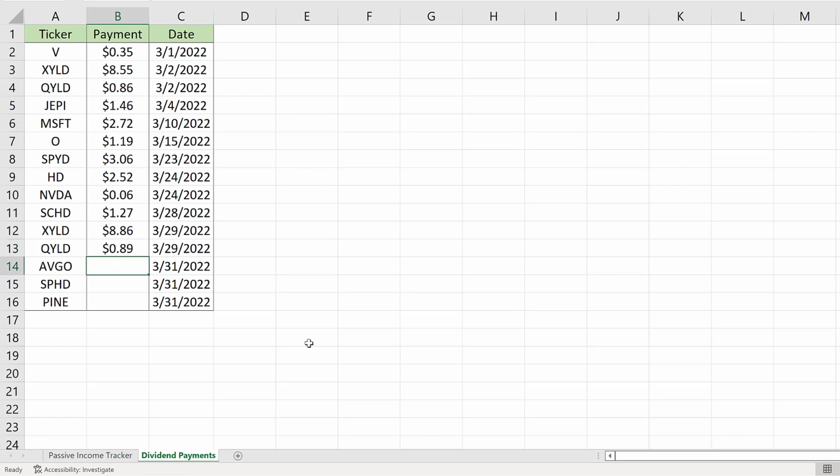Ticker AVGO. Now these have not come in yet. I'm recording this on March 31st. And with M1 Finance, it's usually a day delayed to get your dividends.